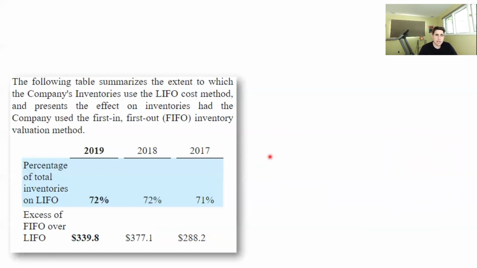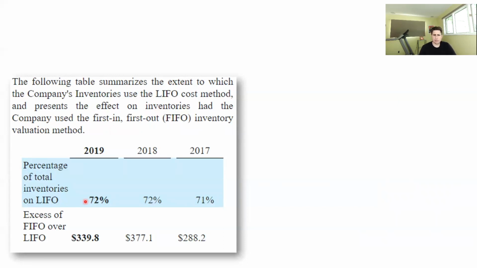The company uses LIFO, and the following table is in a footnote to Sherwin-Williams' financial statements. The following table summarizes the extent to which the company's inventories use the LIFO cost method and presents the effect on inventories had the company used the first in, first out, or FIFO, inventory valuation method. The percentage of total inventories on LIFO is 72% in 2019. 72% of Sherwin-Williams' inventory is accounted for based on the LIFO method.